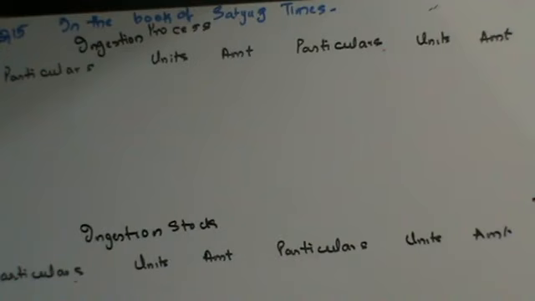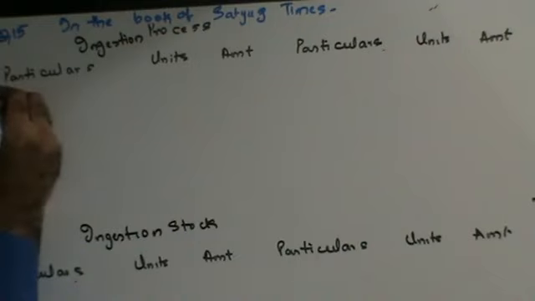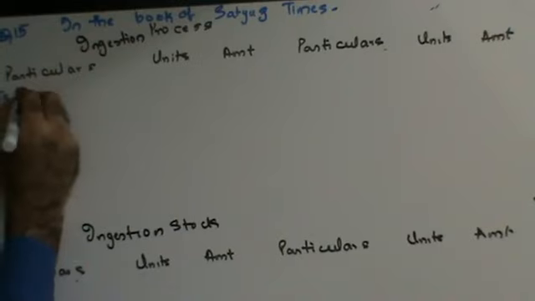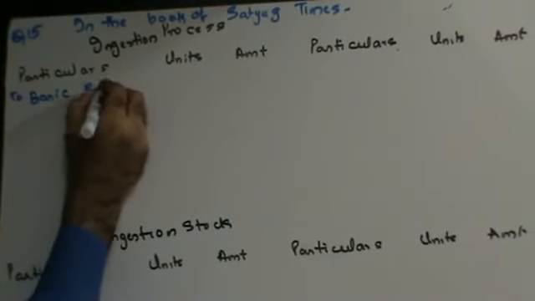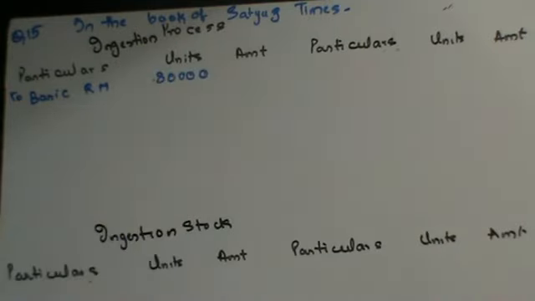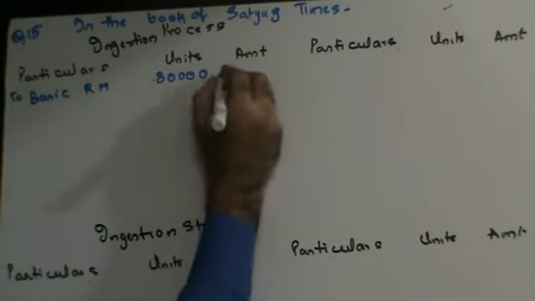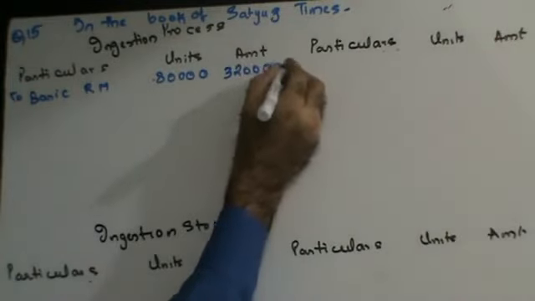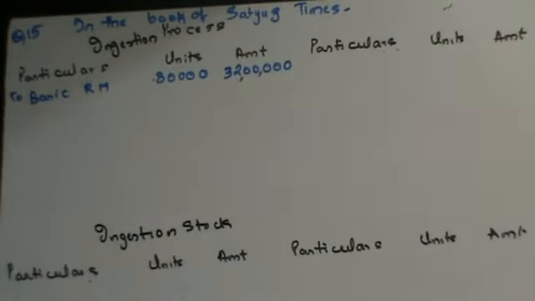Satyuk Times Limited submits the following information in respect of the product which passes through three consecutive processes: ingestion, digestion and assimilation. Quantitative information. They've given you basic raw material of 80,000 kgs, and the cost per kg is 40 rupees. So 4 8s are 32, so that is going to be 32 lakhs.